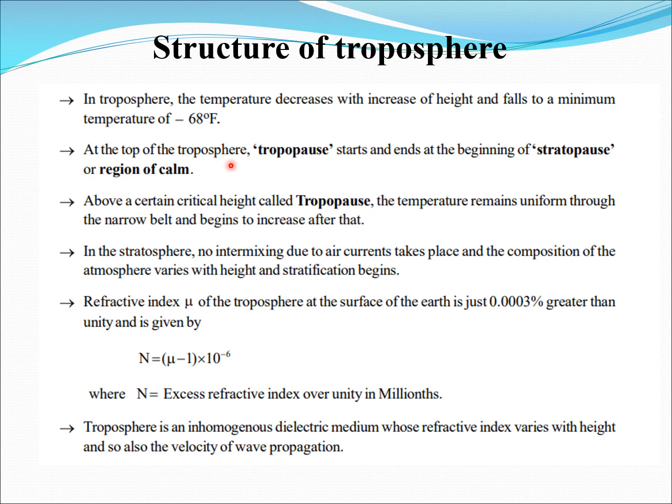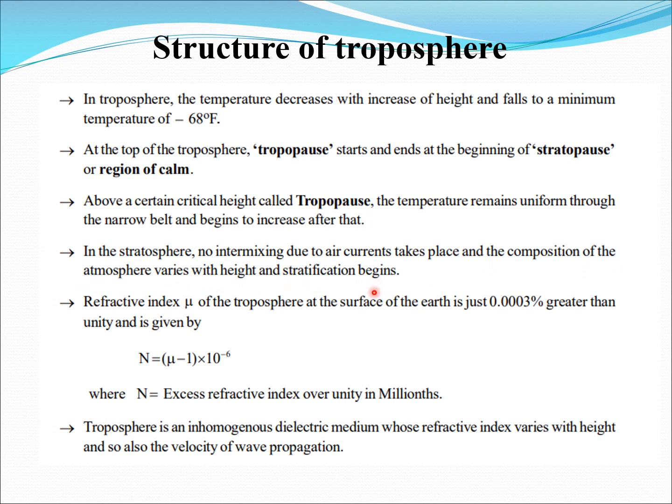At the top of troposphere, we have what is called as tropopause, and it ends at the beginning of stratosphere, which is the region of calm. Above a certain critical height called tropopause, the temperature remains uniform through the narrow belt and begins to increase after that. In stratosphere, no intermixing due to air currents takes place, and the composition of atmosphere varies with height and stratification begins.